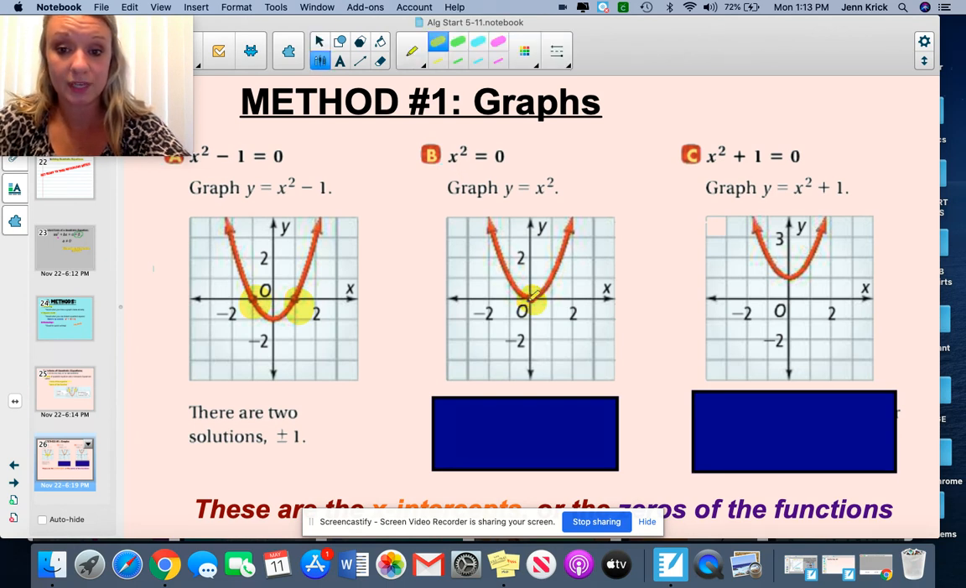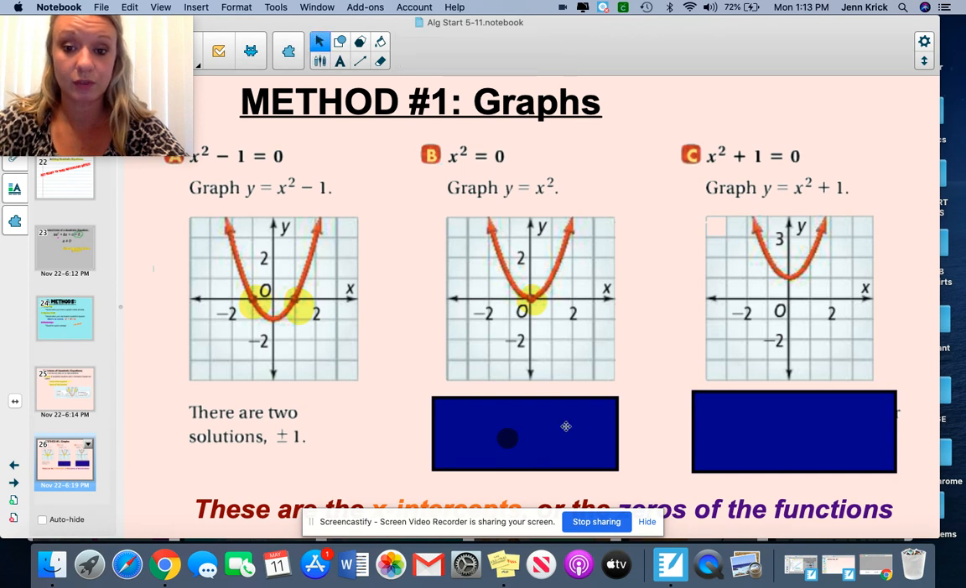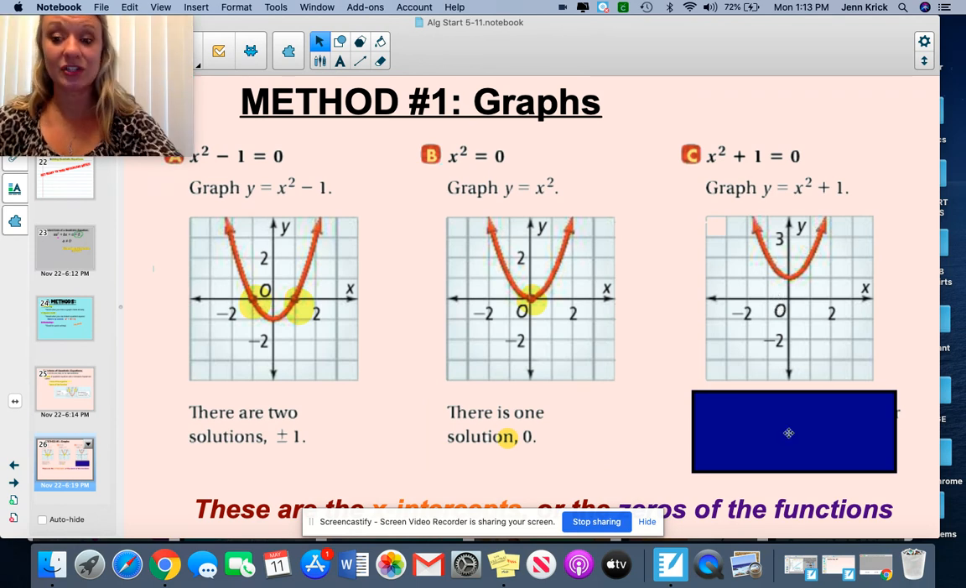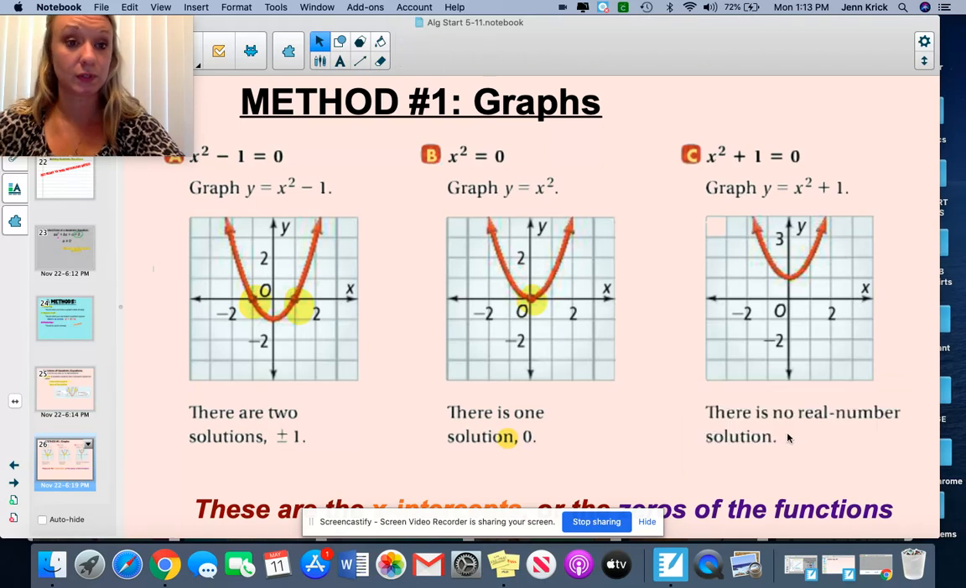If I was looking at this graph here, this would only have 1 solution. And I see that it only hits the x-axis at 0. So the one solution for this guy would just be 0. Okay, this last one, I'm sure you can guess what it's going to be. It doesn't hit the x-axis at all. So this is going to have no real number solutions.